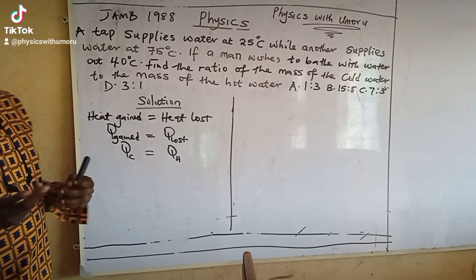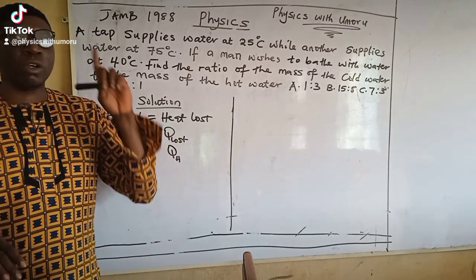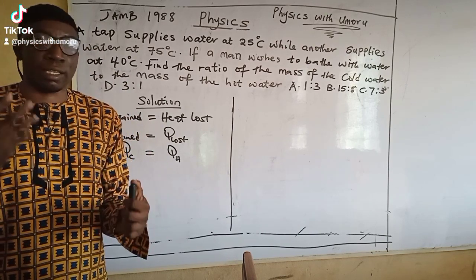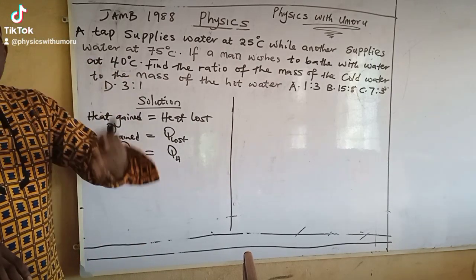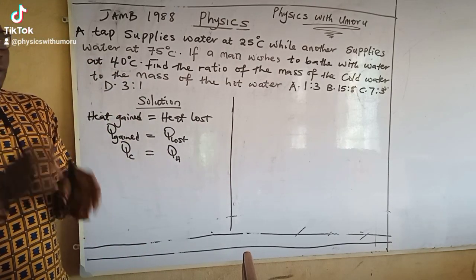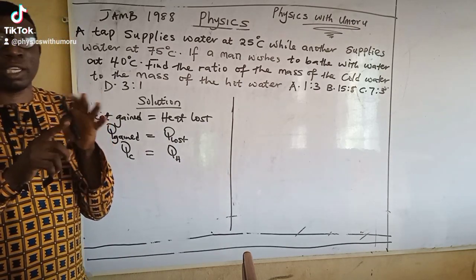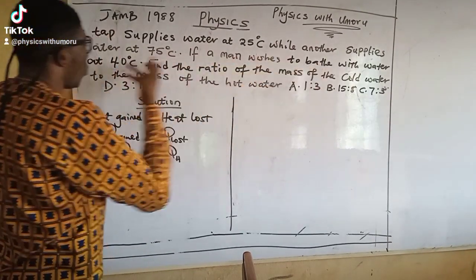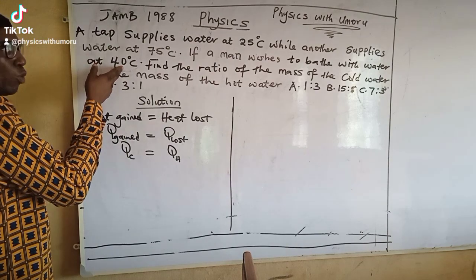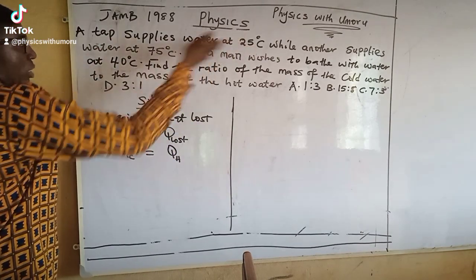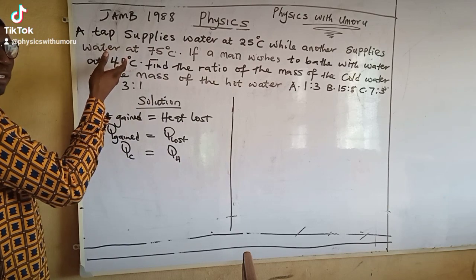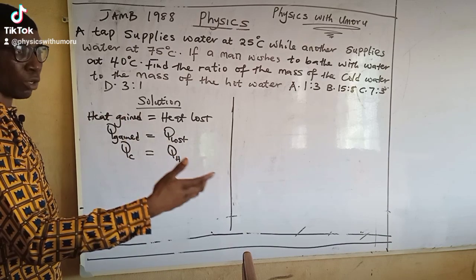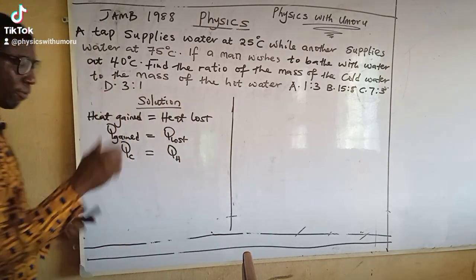Generally, heat gained or lost can do many things to a body. Number one is changing the temperature, and number two is changing the state. So we have to check what happened by the end of this mixture. Did it change in temperature or in state? After mixing, the man wishes to bathe with water at 40 degrees Celsius, so the temperature will change from 25 to 40 and from 75 to 40. So the heat gained and heat lost here will cause a change in temperature.